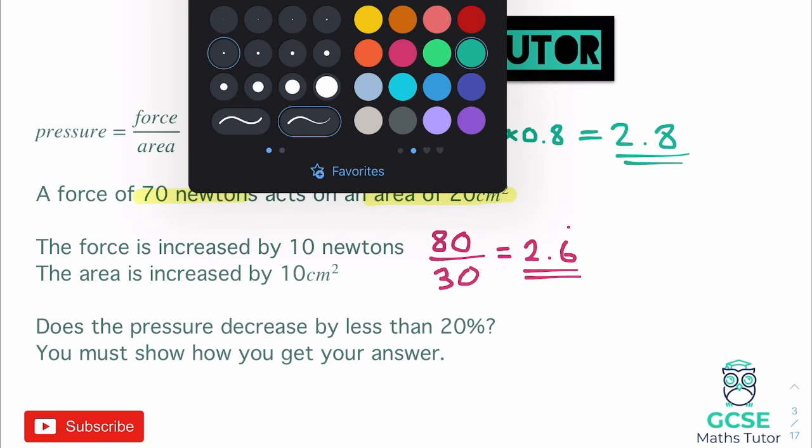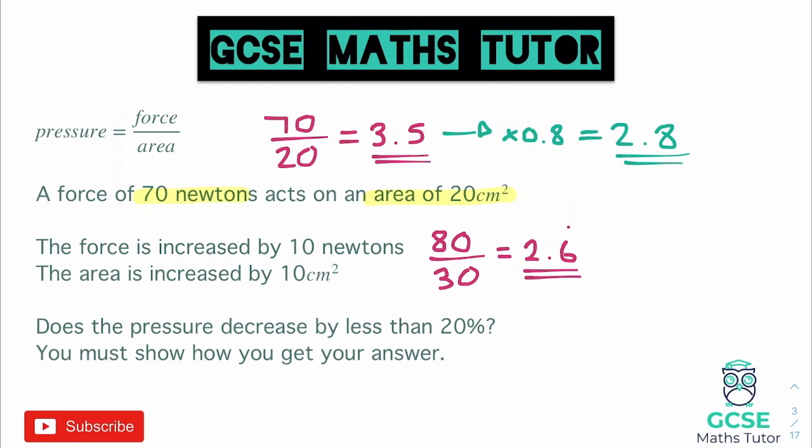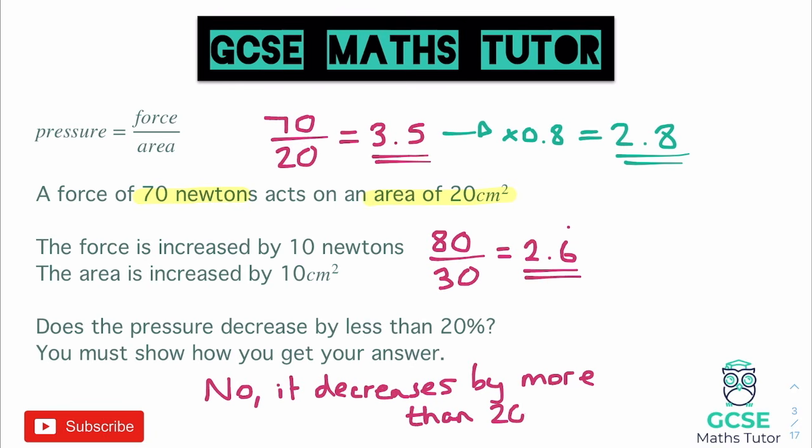And as we can see, it has actually gone down to 2.6 recurring. So it's gone down by more than 20%. So this question says, does the pressure decrease by less than 20%? Well, no, the answer is it would decrease by more than 20%. So we would have our working out there, but we would say no, it decreases by more than 20%. And that would be our final answer. So when you've got something like this, we do not have to say exact figures here, but it's fine for us to say it decreases by more than 20% as we have the correct working already shown next to the question backing up that statement.